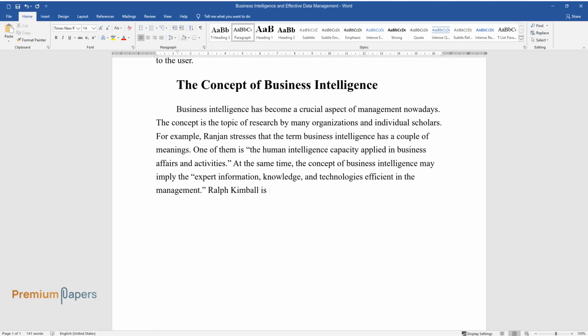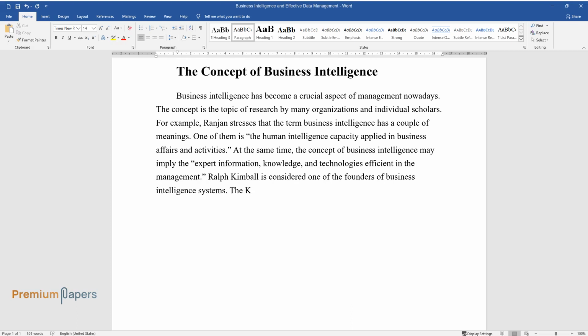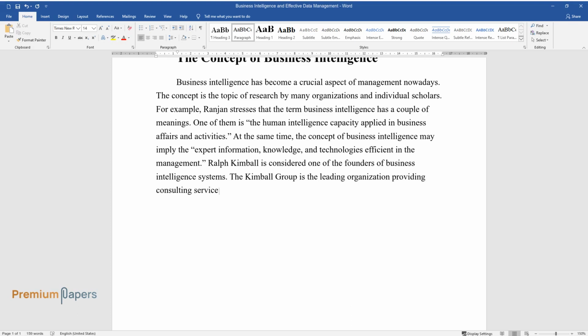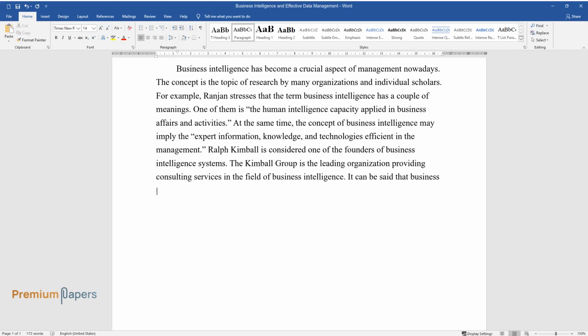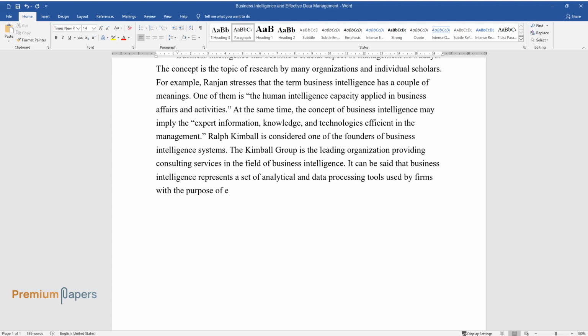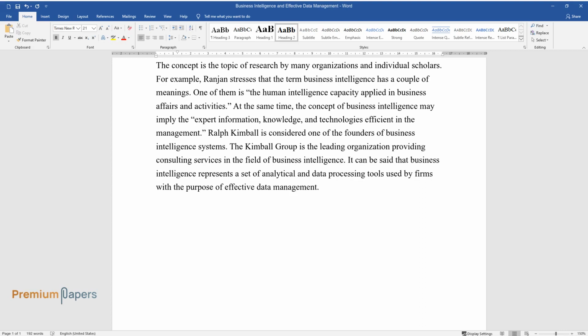the management. Ralph Kimball is considered one of the founders of business intelligence systems. The Kimball Group is the leading organization providing consulting services in the field of business intelligence. It can be said that business intelligence represents a set of analytical and data processing tools used by firms with the purpose of effective data management.